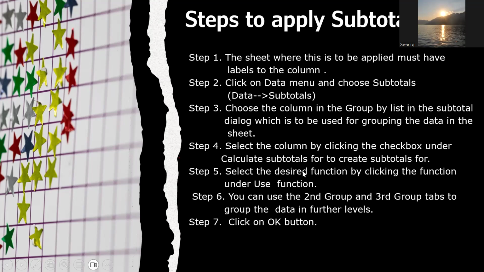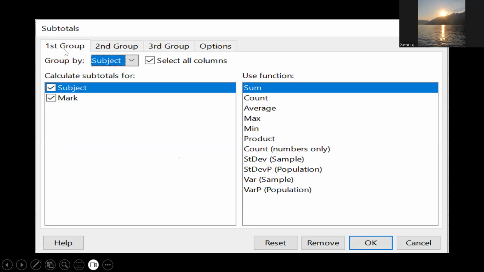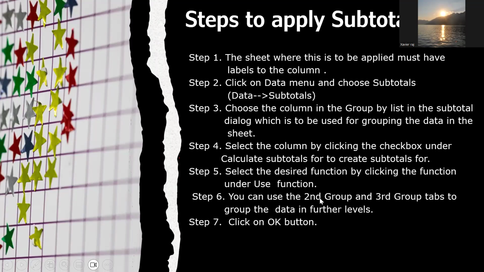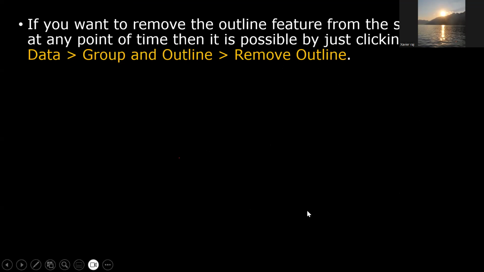Further, any function you want to use for the second and third group. Here you can see the first group is subject, the second group you want to do is mark, like that. However many groups you want to do, that many groups you can do. Select the group, then click the OK button.